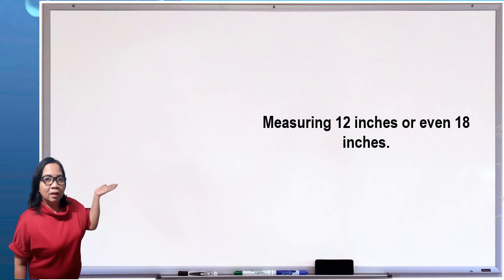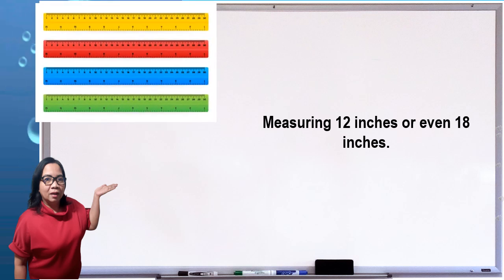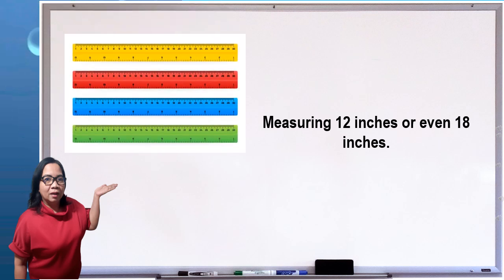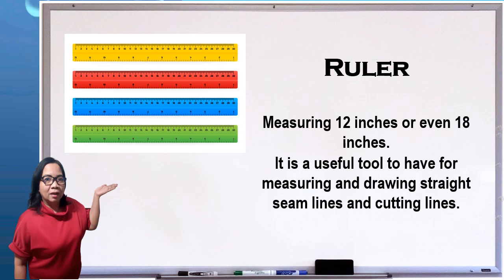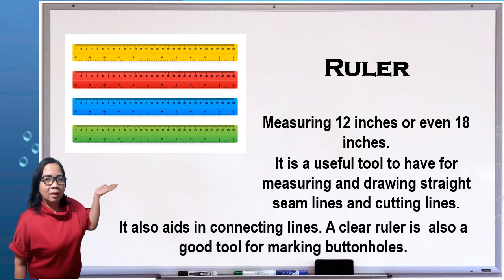This tool is used when measuring 12 inches or even 18 inches. Do you know what measuring tool it is? Very good, that is correct. It is a ruler. It is a useful tool to have for measuring and drawing straight seam lines and cutting lines. It also aids in connecting lines. A clear ruler is also a good tool for marking buttonholes.